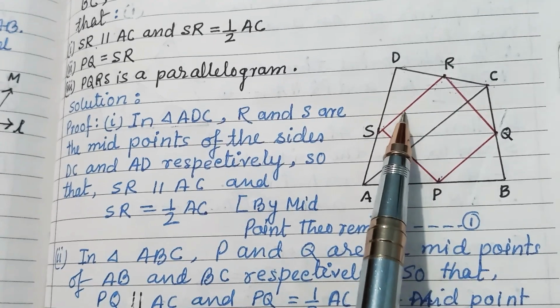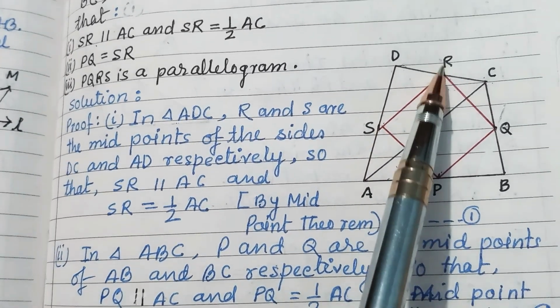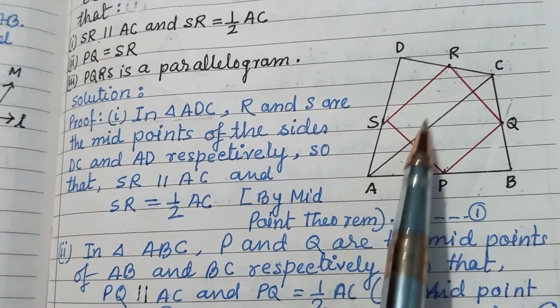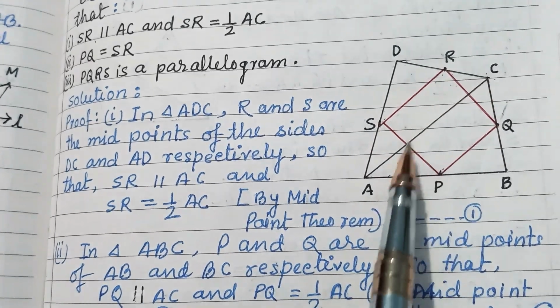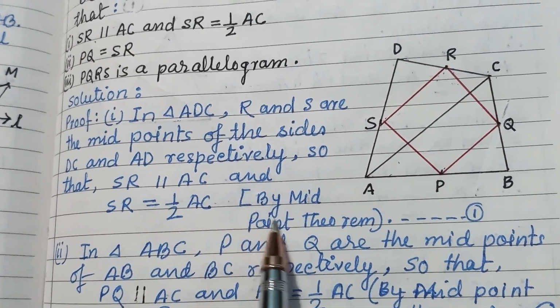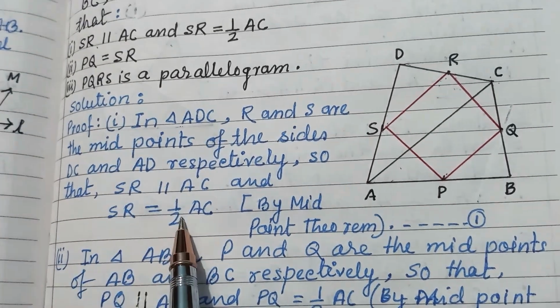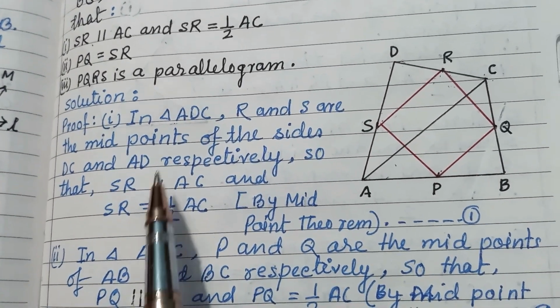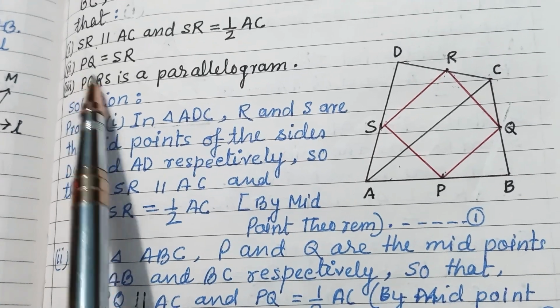Therefore, by midpoint theorem, SR is half of AC and SR is parallel to AC. The first one, this is parallel to this. Okay, first point proved. Now the second point is SR is equal to PQ.